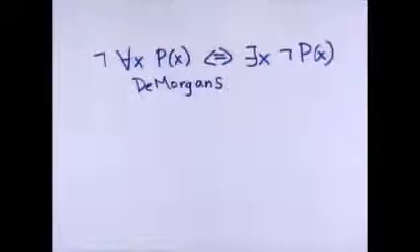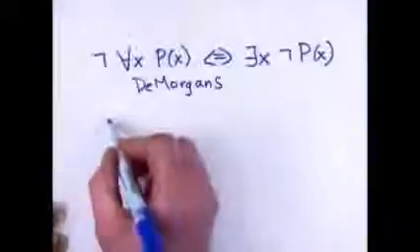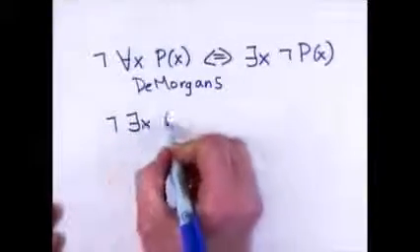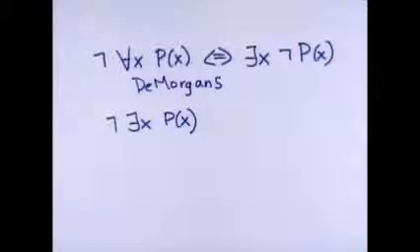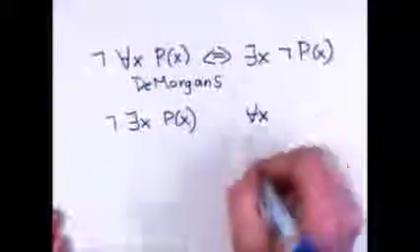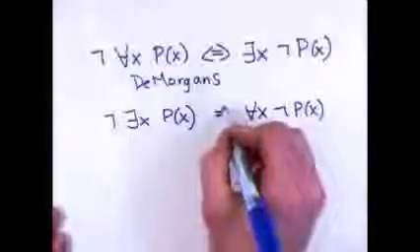DeMorgans is basically all the rules that let us apply nots and move them around. Anything that does that is called DeMorgans. He did lots of work with logic. Okay, so if you had to guess, what would you think would be logically equivalent to negating a there exists? A for all, and then what? Not P of X, and that's true, actually.